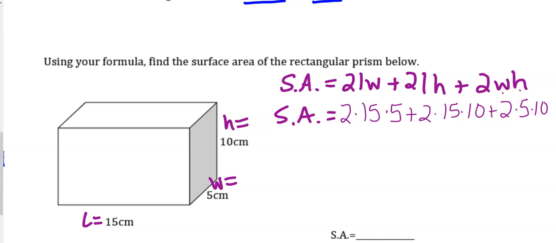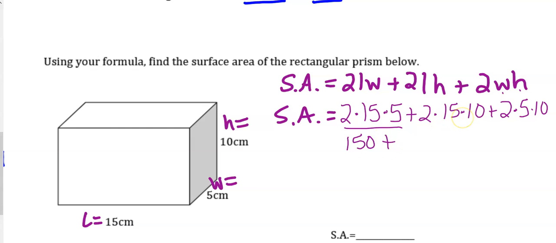Now we can put all of this into our calculator, and you could put it into your Desmos calculator like this, or you can put it in the regular calculator. So I'm going to show you how you can get each of the pieces and then add them together. So let's start first with this. 2 times 15 times 5 is equal to 150.